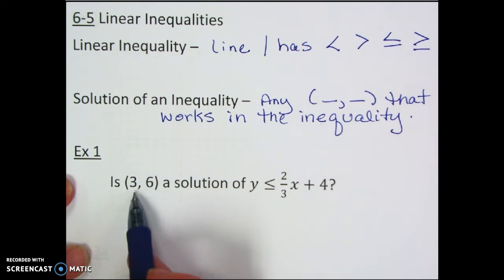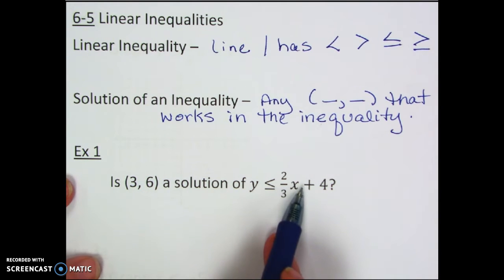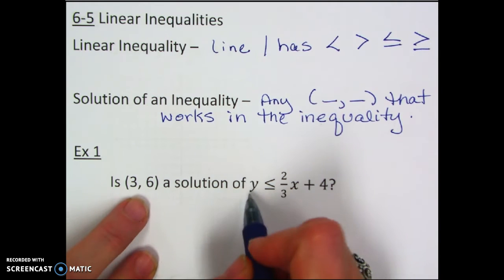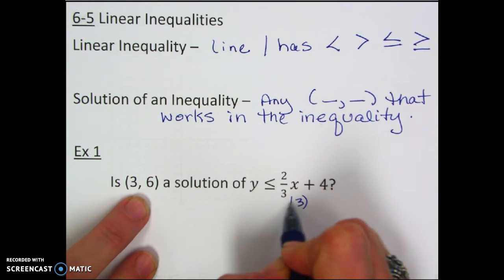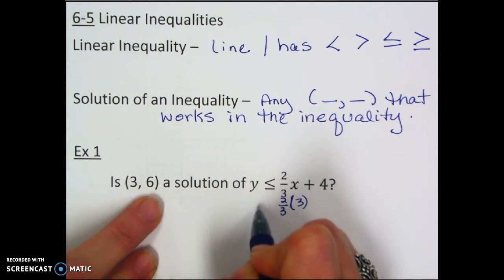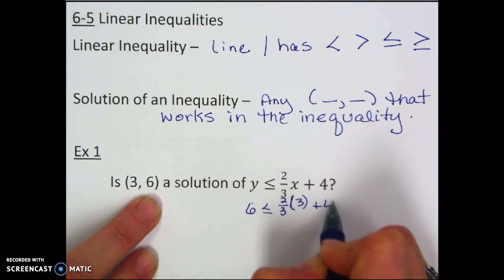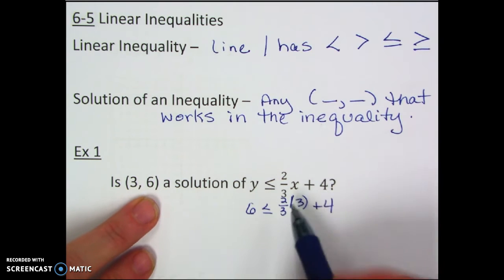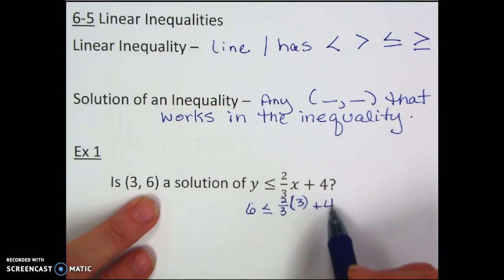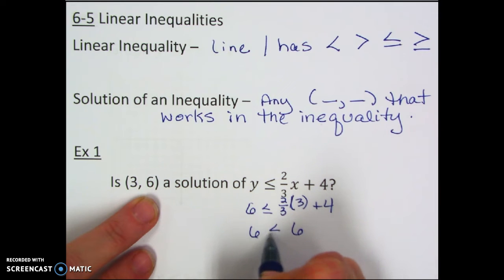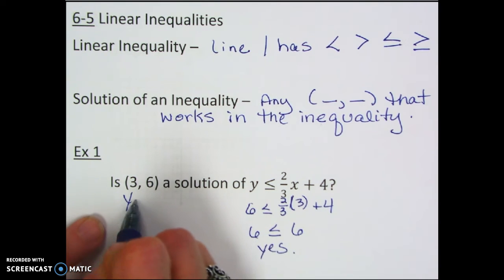So looking at the first one, it gives you a point to check. If you want to check a point, you put the 3 in for the x and the 6 in for the y, and you do the math to see if it turns out to be true. 2/3 times 3 is 2, plus 4 is 6. Is 6 less than or equal to 6? Yes. So is this a solution? Yes.